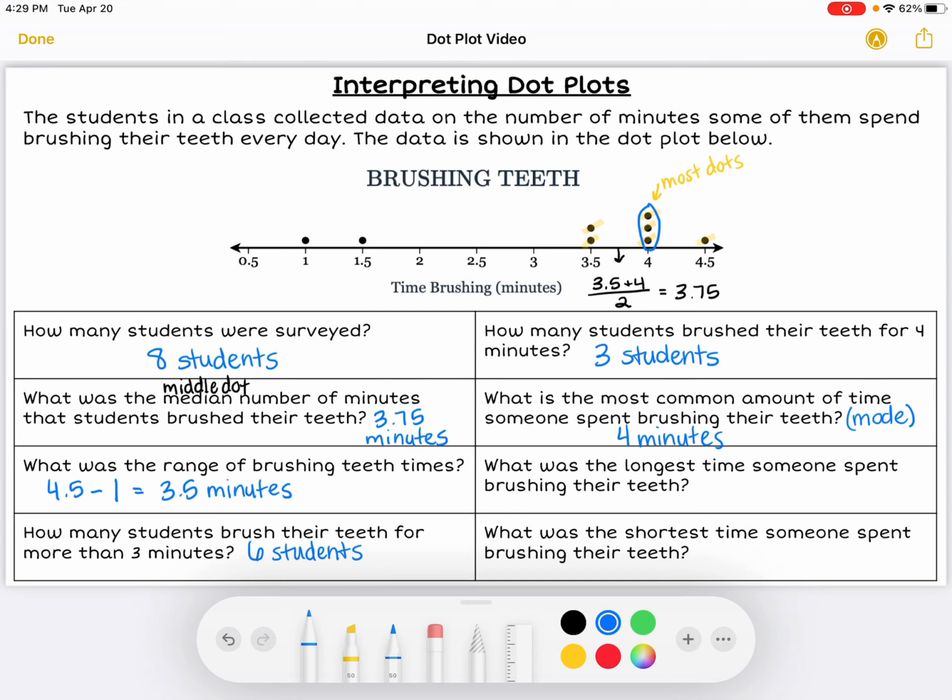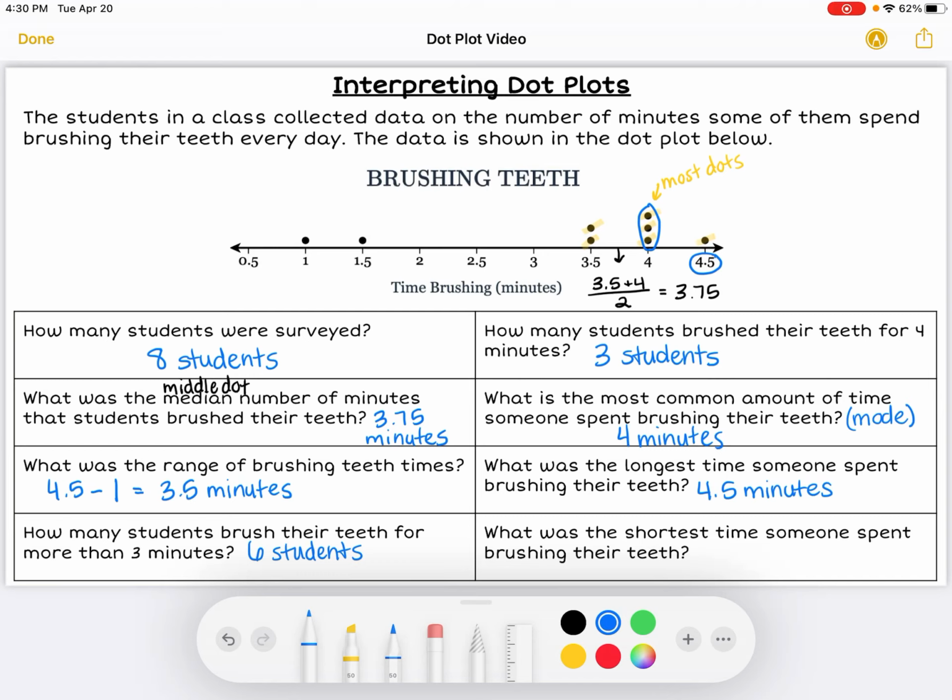What was the longest time someone spent brushing their teeth? The longest time is going to be the biggest number where I have a data point, the biggest number where I have a dot. The farthest to the right where I see a dot is 4.5. So 4.5 minutes is the longest time that somebody spent brushing their teeth. So it's the farthest to the right.